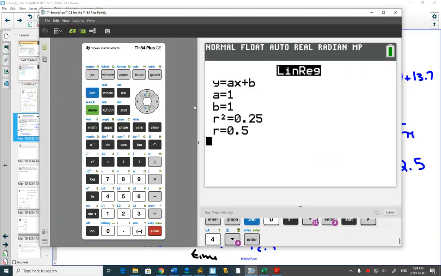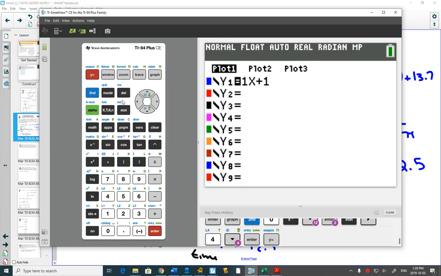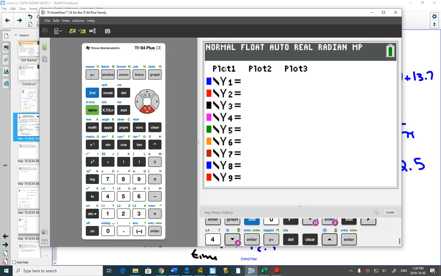So the first thing we're going to do in our calculator is type in our equation. So I'm going to go and click on the y equals button. If you have anything else in there, you can clear it out. And my calculator says that we're in radians. That's going to be important. Our graph needs to be in radians as we go along.